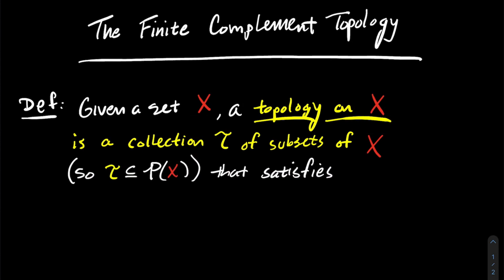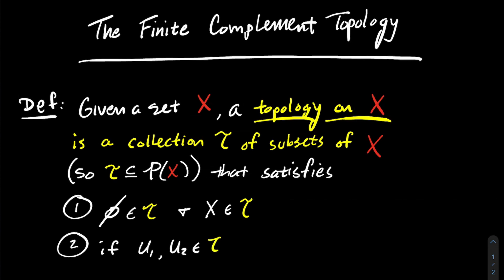So I'm saying that T is some subset of the power set of X, right? It's just a bunch of subsets of X. But I can't just pick the subsets all willy-nilly. T has to satisfy the following criteria. So number one, the empty set has to be in T, and the whole set X has to be in T. So I have to always include those two subsets in a topology.